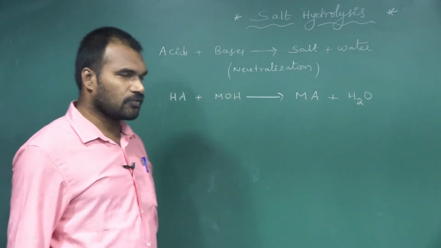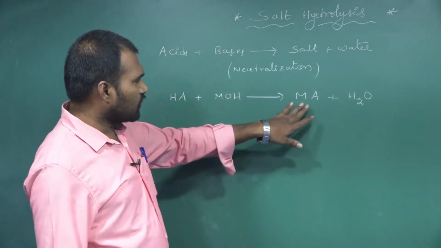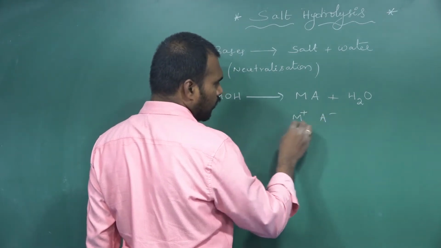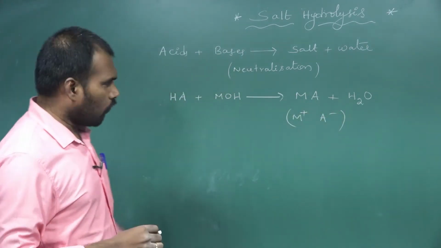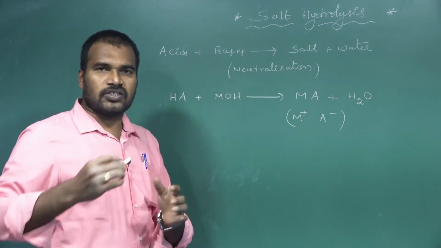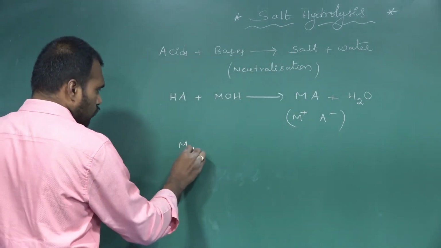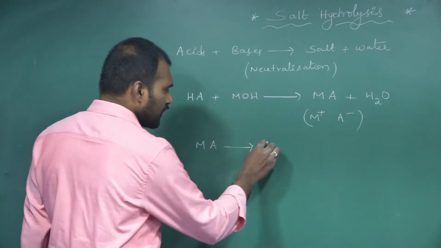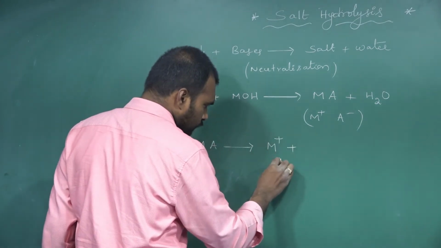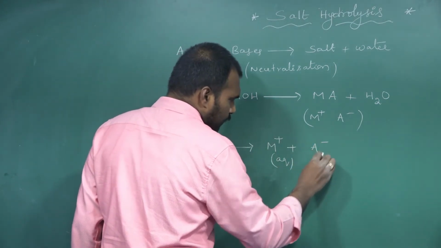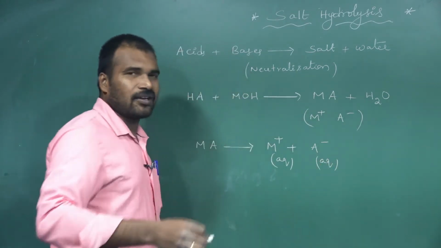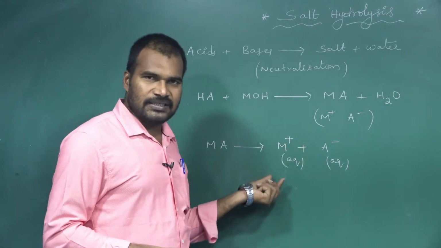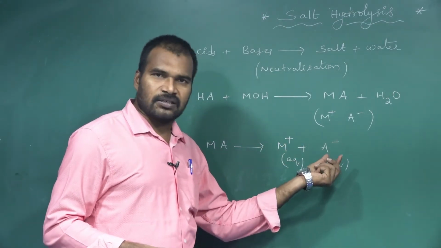So this reaction we call it as what? Neutralization reaction. So generally this is the salt. This salt has the cation M+ and the anion A-. Now when these salts are in aqueous solution, the salt MA will dissociate into M+ ions and A- ions in their aqueous solutions. The salts usually dissociate into ions, that is M+ cations and A- anions.